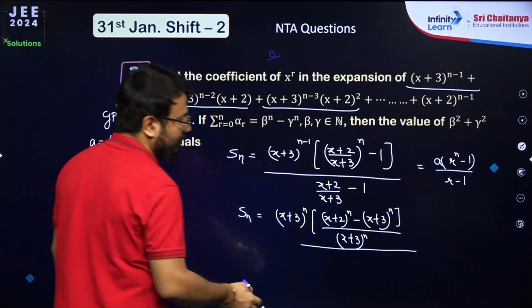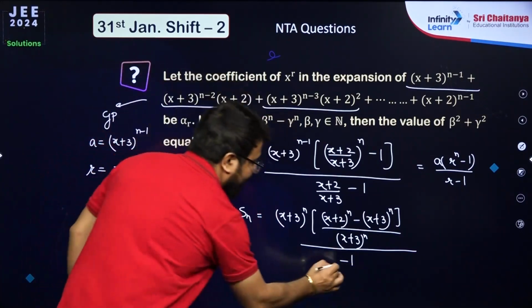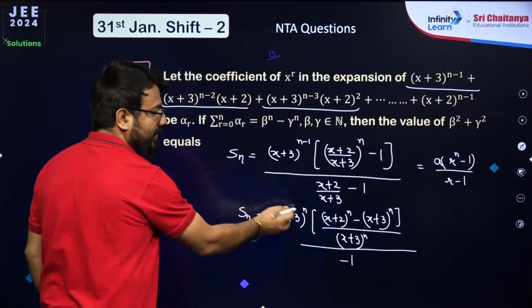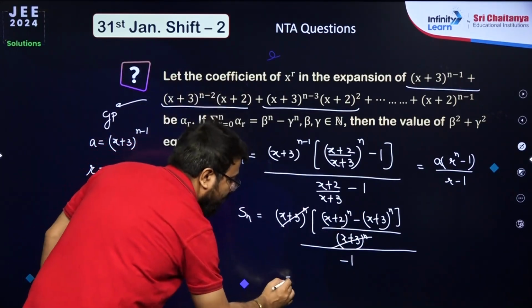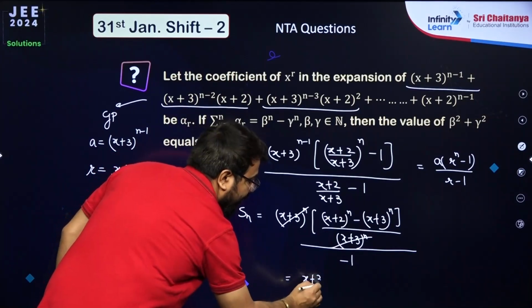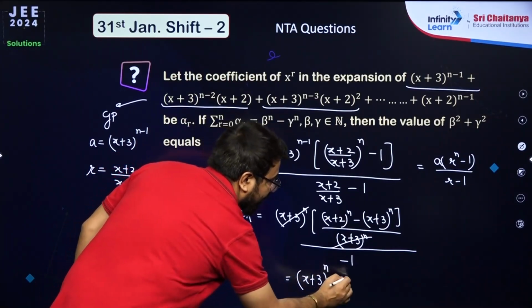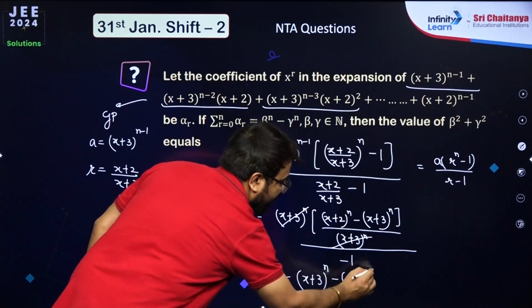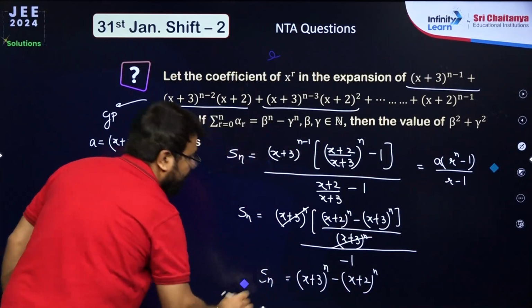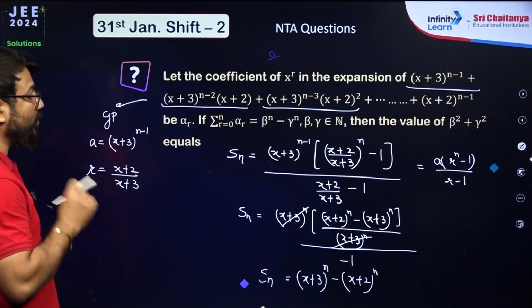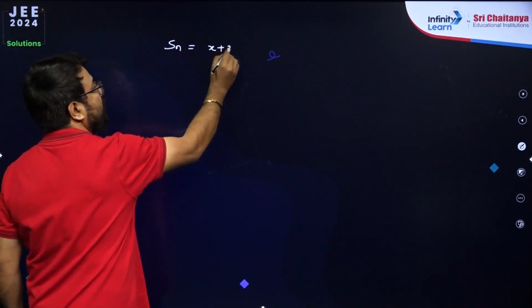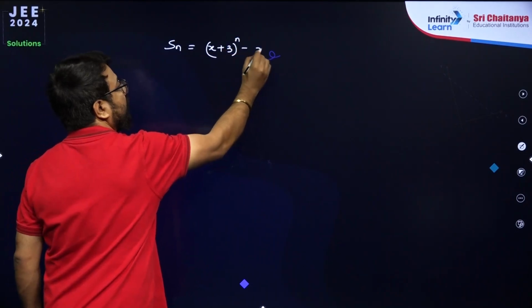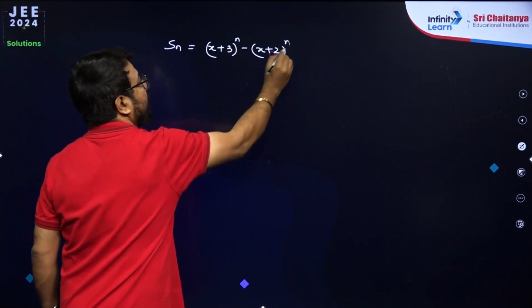2 minus 3 will come, that will be minus 1, whole divided by (x+3), but that (x+3) is taken here. So my dear students, (x+3) is getting cancelled, and because of this minus 1, it will be (x+3)^n minus (x+2)^n. This is Sn, the sum of n terms of the given sequence: (x+3)^n minus (x+2)^n.